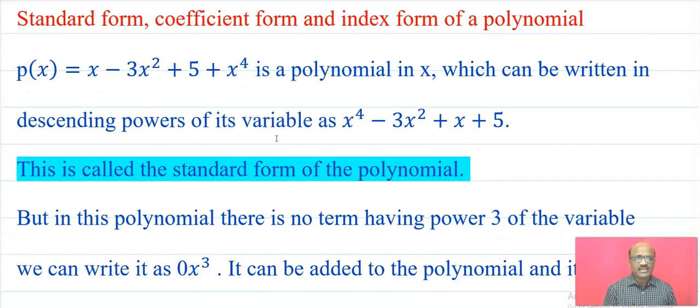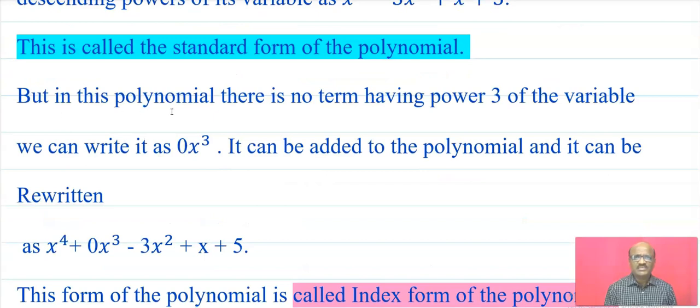Polynomial आपण हे descending powers of x याबद्दल लिहिलेले x raised to 4 minus 3x square plus x plus 5. This is called the standard form of the polynomial. म्हणून कुठली पॉलिनॉमियल जर आपल्याला दिलेली असेल तर तिचं इंडेक्स, त्याचे घात हे उतरत्या घातात लिहिली गेली पाहिजे. म्हणजे काय की ते पॉवर किती आली? 4 आली, नंतर 2, नंतर 1, and the constant whose degree is 0, that is 4, 2, 1, 0. Then this is called the standard form of the polynomial.